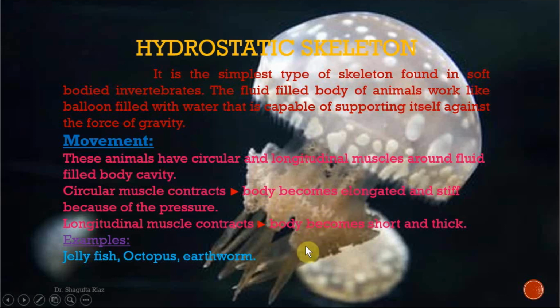In this way, they move from one place to another, and obviously their movement is very slow because of the very simplest type of skeleton. Examples of the hydrostatic skeleton are jellyfish, octopus, and earthworm. There are many other worms as well.